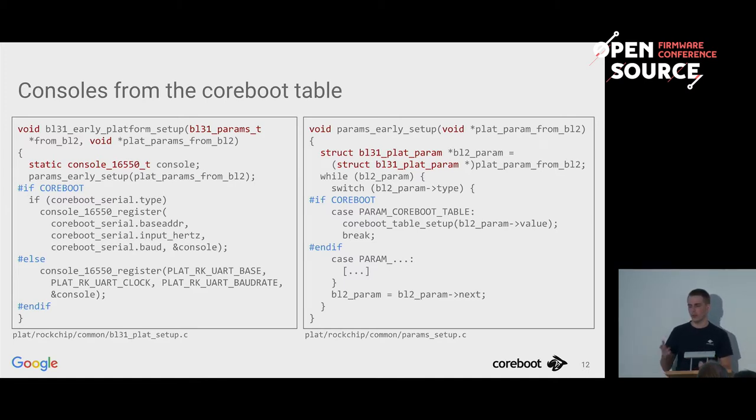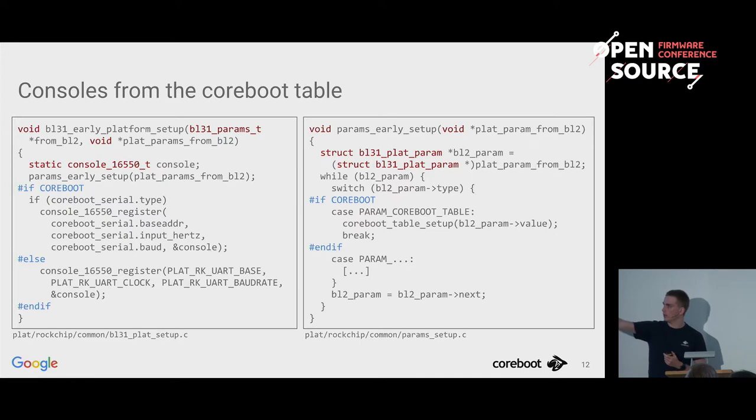The first piece of platform code that's called when you are in Trusted Firmware is usually the function over there, which gets that one pointer, and then you have to figure out what to do with that. Usually we find that we have to pass a bunch of things from coreboot into Trusted Firmware, so what we do is we build a sort of primitive linked list with that and then parse it at the very first thing in Trusted Firmware.